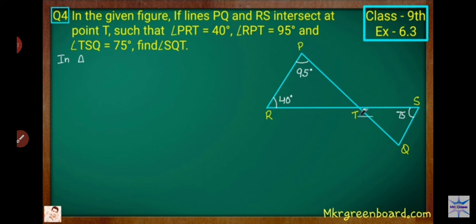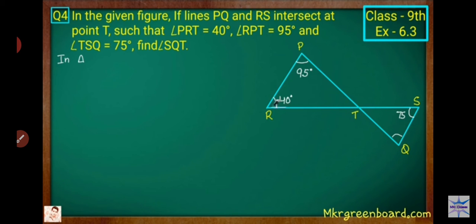In the given figure, if line PQ and RS intersect at a point T such that PRT is equal to 40, RPT is equal to 95 and TSQ is equal to 75. Find angle SQT, means you have to find angle Q. Okay, simply you have to find angle Q.